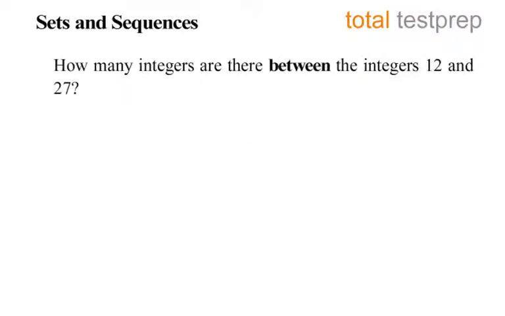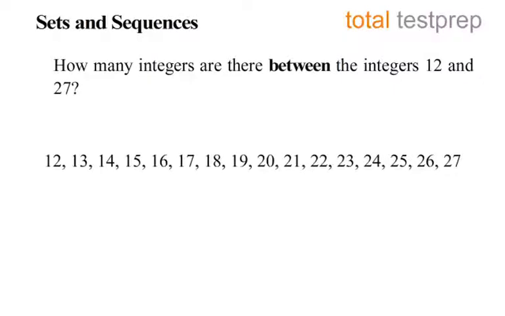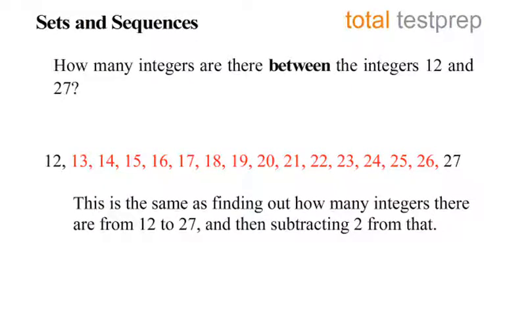So how many integers are there between the integers 12 and 27? Well, you could write them out, and basically what they're asking for is all the numbers in red. So this is the same as finding out how many integers there are from 12 to 27 and then subtracting 2 from that. Remember, the formula for finding how many integers there are from a certain number to another number is the difference plus 1. So here we do 27 minus 12 plus 1, and then we subtract 2 because we're not going to be counting 12 and 27. We're only counting the numbers in the middle.